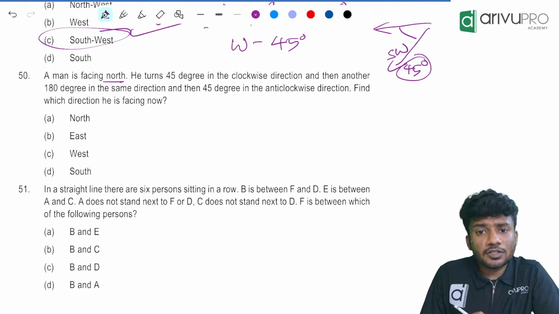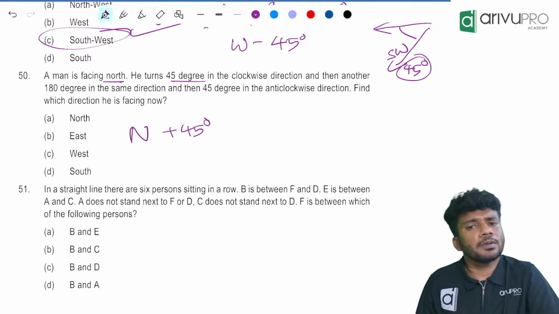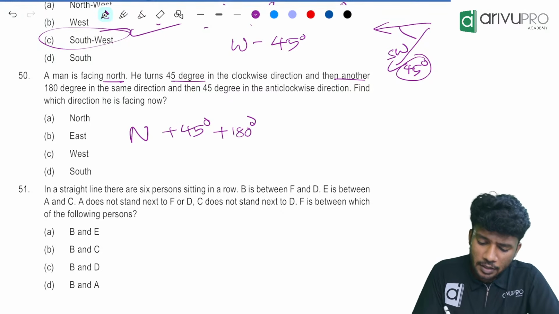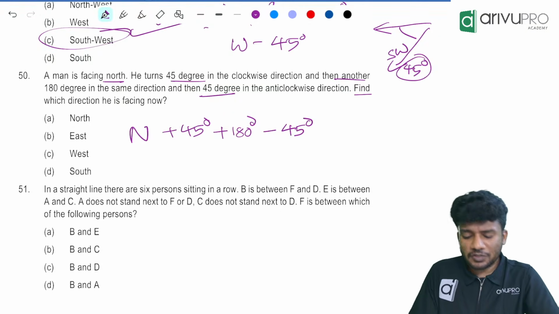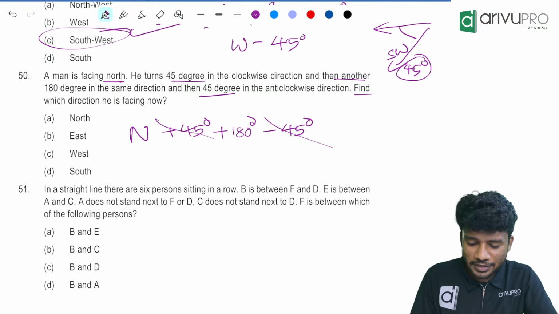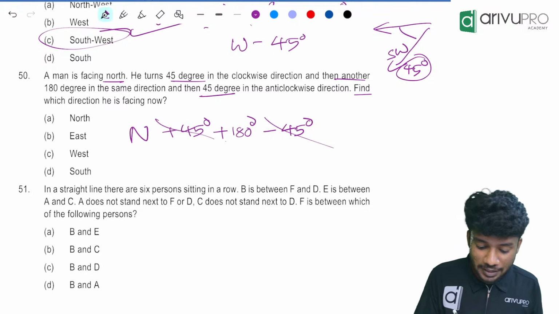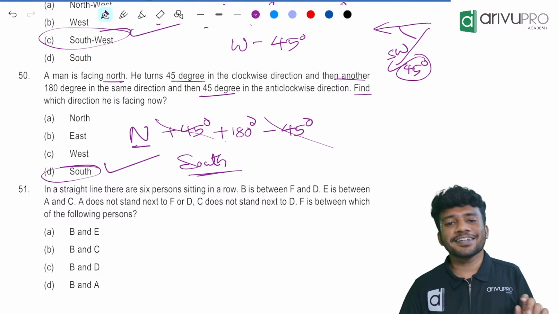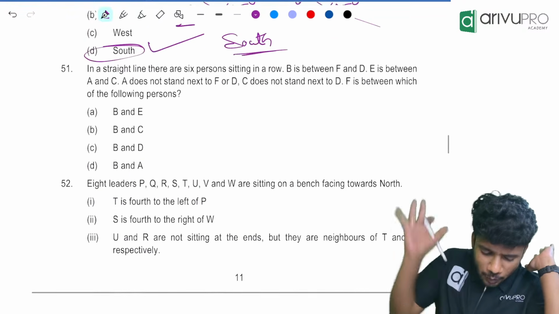Another angular degree question. A man faces north. Initial direction is north. He turns 45 degree in the clockwise. That means plus 45. Then another 180 degree in the same direction. Plus 180. Then 45 degree in the anti-clockwise. Minus 45 degree. Then find the direction he is facing now is the question, people. Minus 45 and plus 45 got cancelled. What is remaining? North to 180. 180 degree means the direction will turn to the opposite direction. So north will become what? South. Option D is the answer. I hope that you got it. Can we go for the next one?